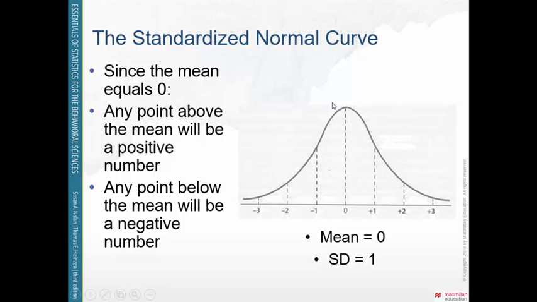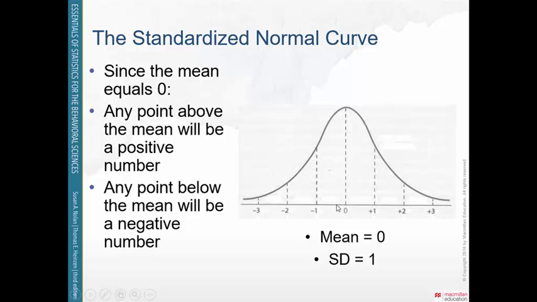In a standardized normal curve, the mean is always 0. I'm going to show you how we transform the scores to make it that way, but just know, no matter what we're looking at here, the mean of a standardized normal curve is always 0. Therefore, it makes sense that any point above the mean is going to be a positive number, positive 1, positive 2, or any type of fraction or decimal place in here. And any point below the mean, again, because the mean is 0, will be negative.